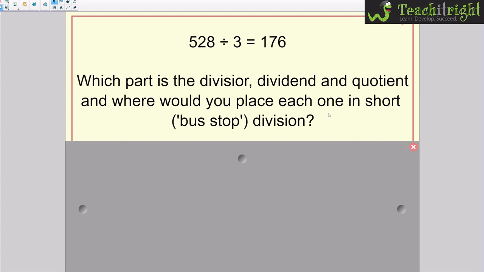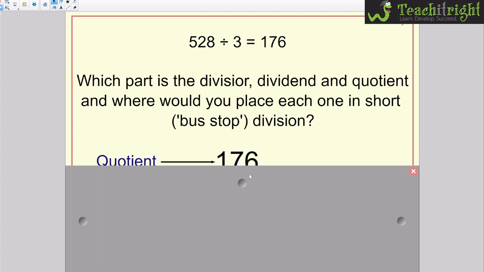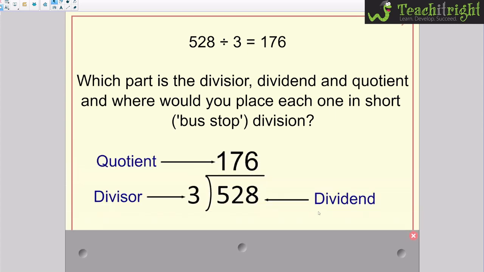Okay, hopefully you've had a go at doing that. Well done. Let's look at the answers now then. This is how I would set the bus stop out, where we're dividing by 3. The number we are dividing by goes on the outside. Please note it's not because it's the smallest number, it's because that is the number that is after the divide sign, and so that's what we're dividing by.